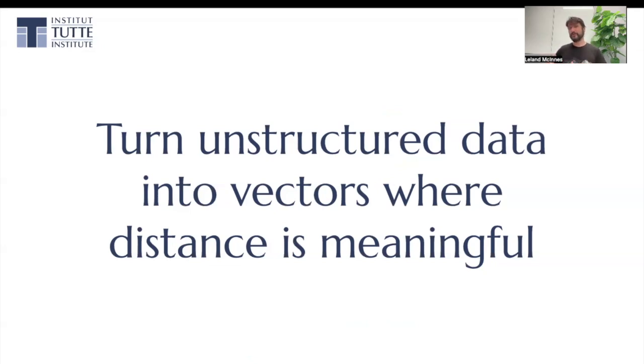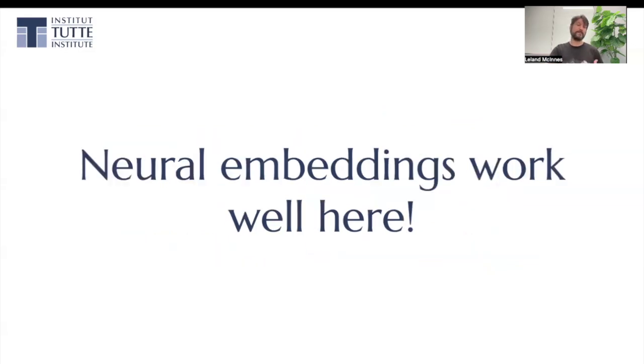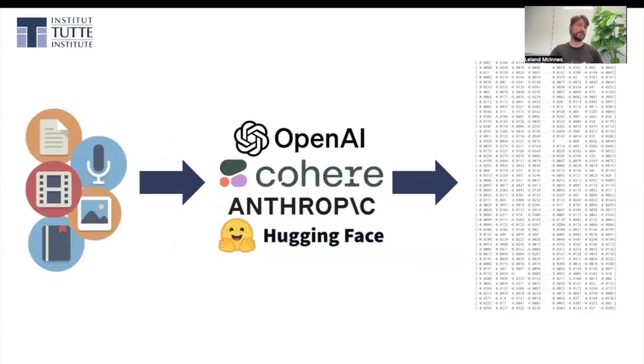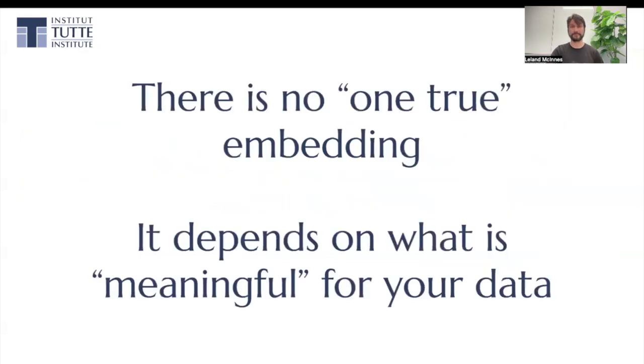So exactly what you mean by similar matters in this vectorization step, but that's where we're going. Now, neural embeddings work really well here. There are a lot of those around. You can take images, audio, video, text, hand it to your favorite neural embedding model. That could be OpenAI, Cohere, Anthropic. Hugging Face has innumerable options that you can just download and use, and they spit out vectors for you that capture a lot of meaningful things about these standard data types.